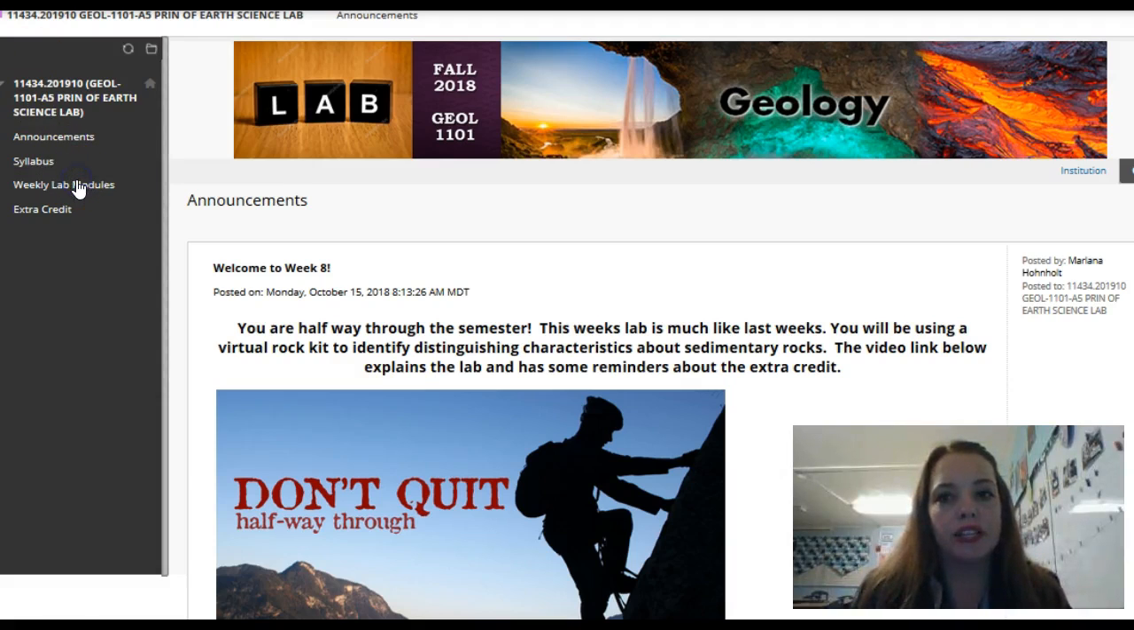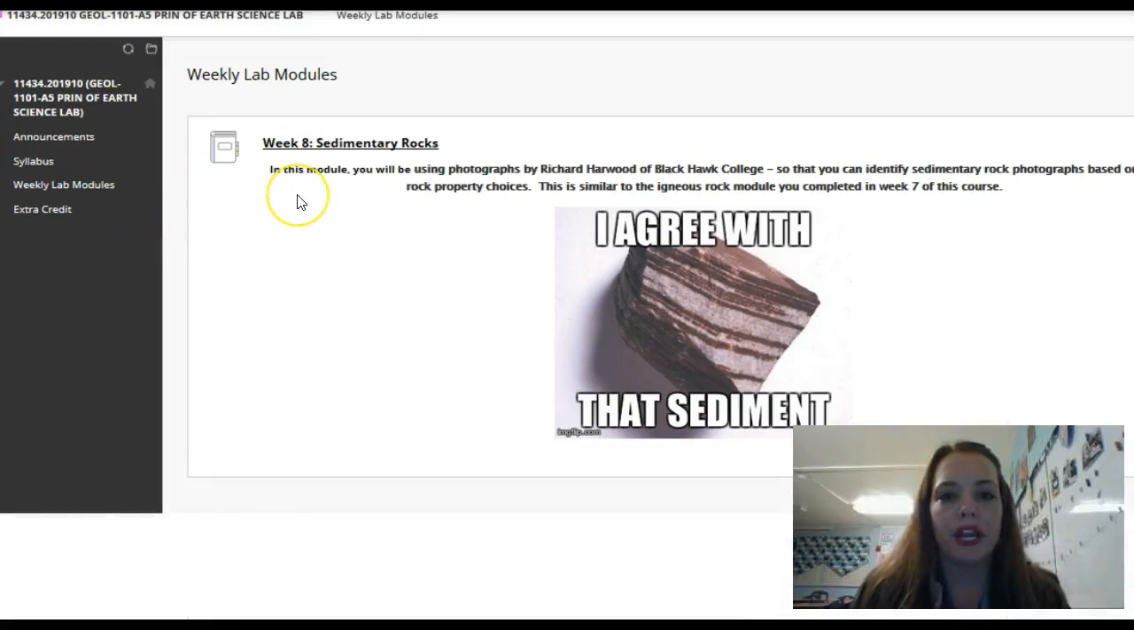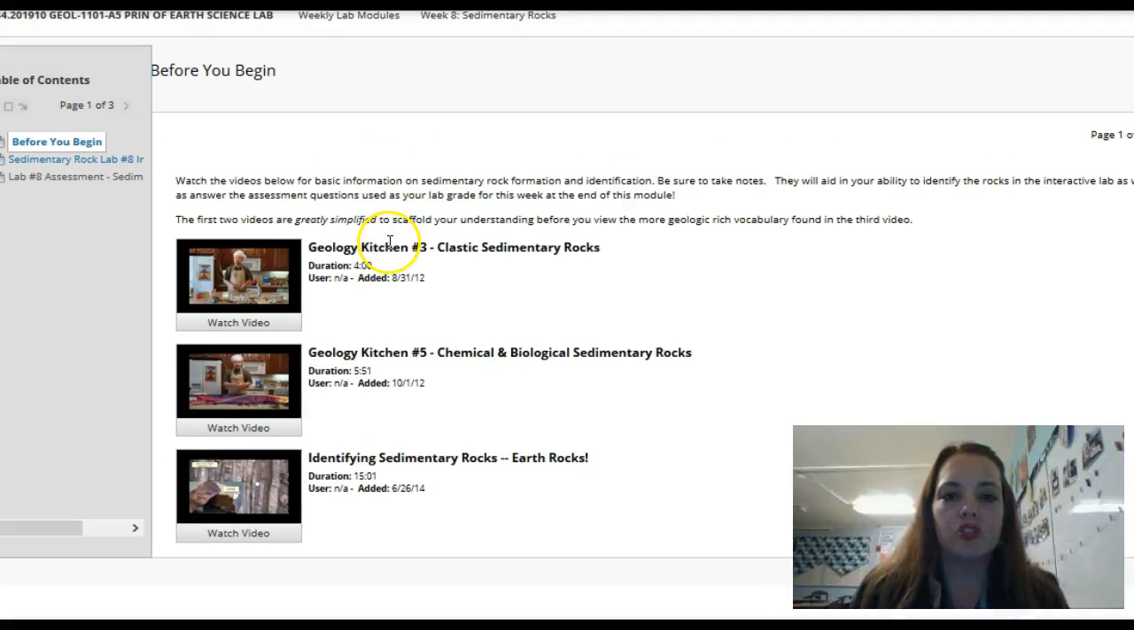I'm going to go into the weekly lab modules. Again, we are in week number 8. I put this particular picture here. Sediment is basically the scientific word for sand or dirt that's going to become compacted and glued together to create what we consider to be a sedimentary rock. If I go into the actual link, there are several videos that I strongly encourage you to watch to help you understand how sedimentary rocks are classified based on texture. This one will definitely help you identify different sedimentary rocks as you walk through your virtual lab kit.